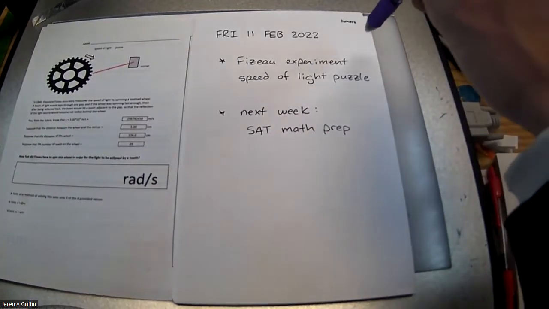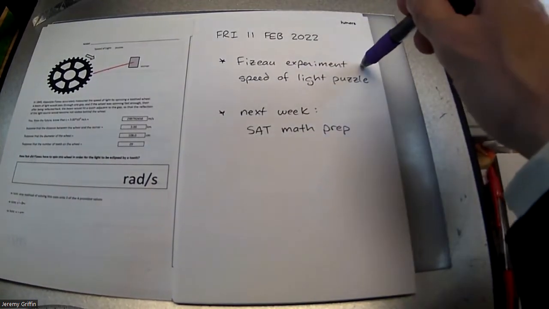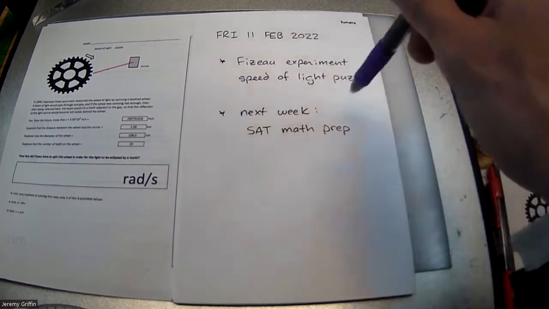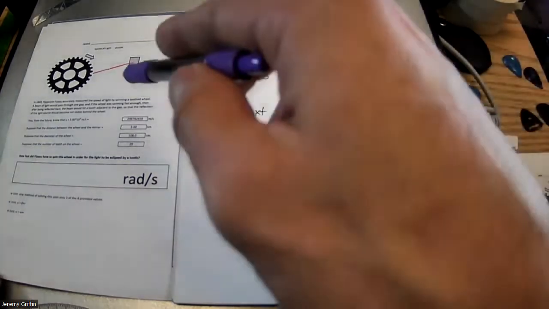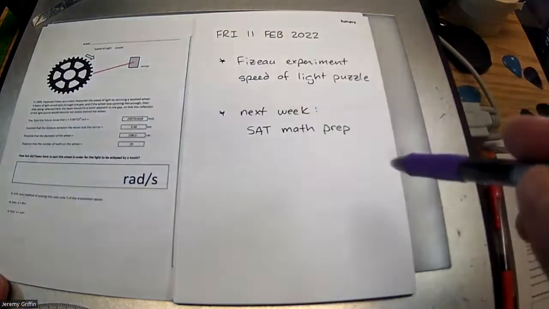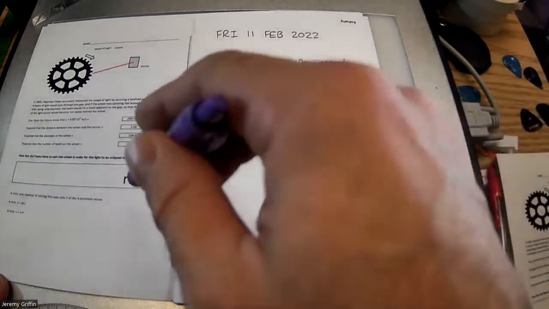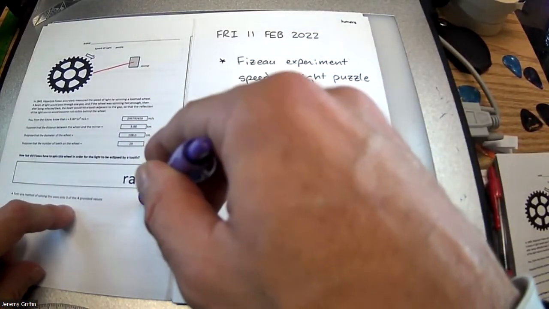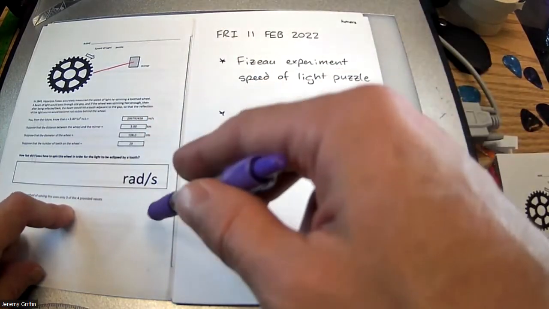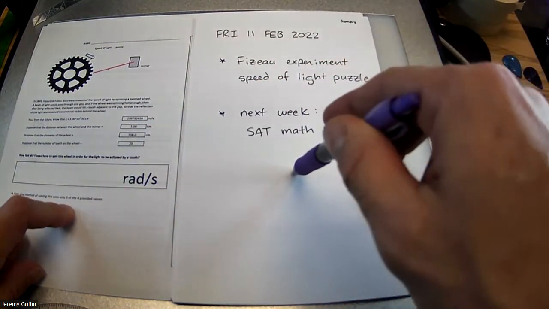So this Fizeau experiment that I told you guys about earlier this week, where he was able to accurately calculate the speed of light back in 1849 using a toothed wheel and a mirror, that's going to be today's puzzle. Once you guys see the story, I'll set you up. Let me have you do this.